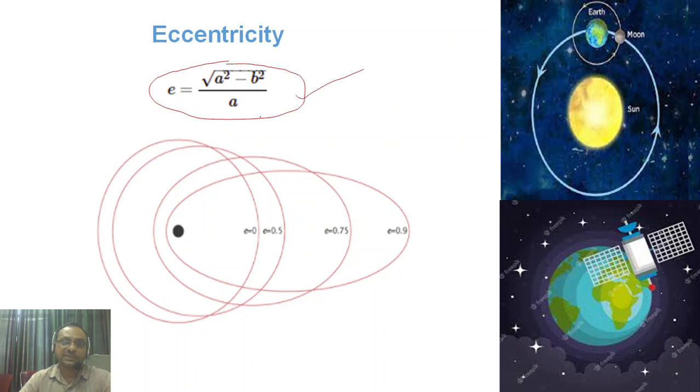The value of eccentricity of a circular orbit is 0. In the case of a circular orbit, A and B both are the same. This is the A and this is the B. If A is equal to B, then we put this in the formula. What is the value of e? e is equal to 0.